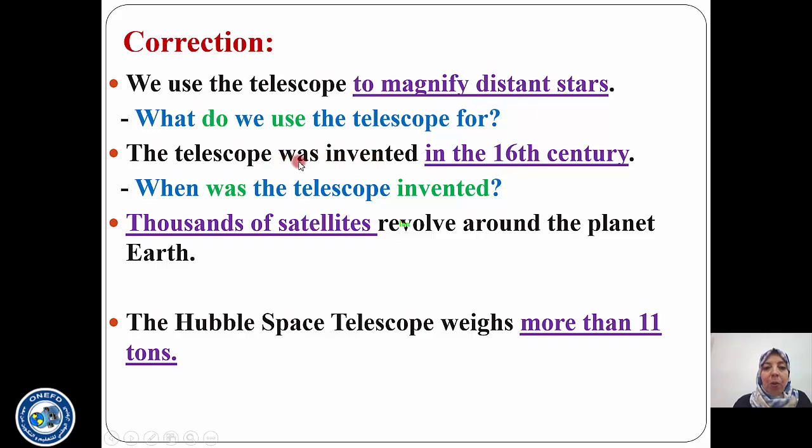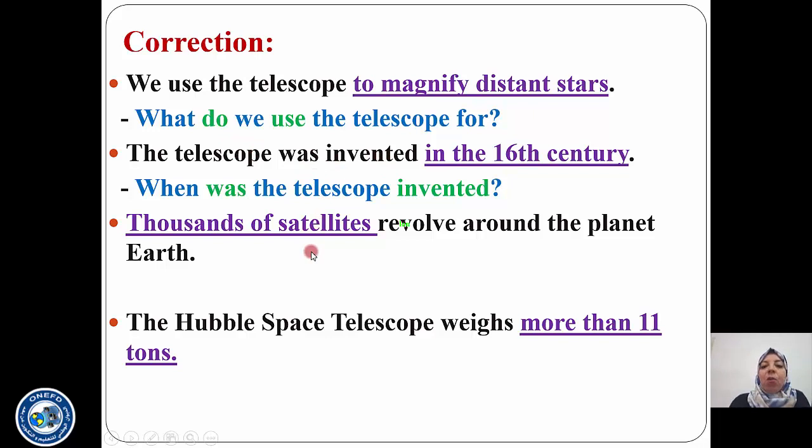Now what you should do is to invert the auxiliary with the subject to get this form. When was the telescope invented? Okay? So here, when you compare it to the first one, we didn't bring any auxiliary. Why? Because I already have an auxiliary in my verb here, was invented. So I don't need the auxiliary do or any other.